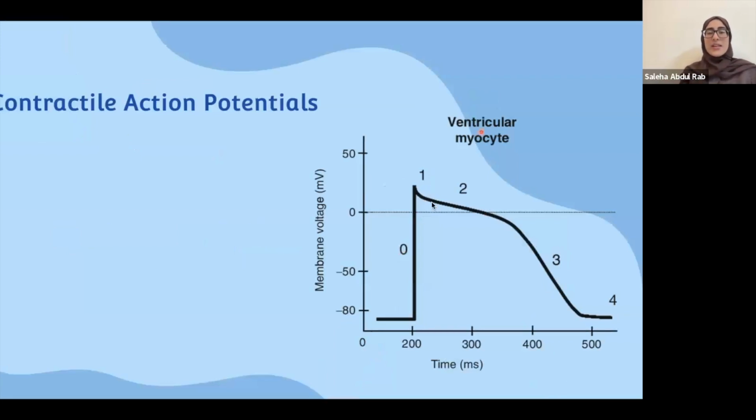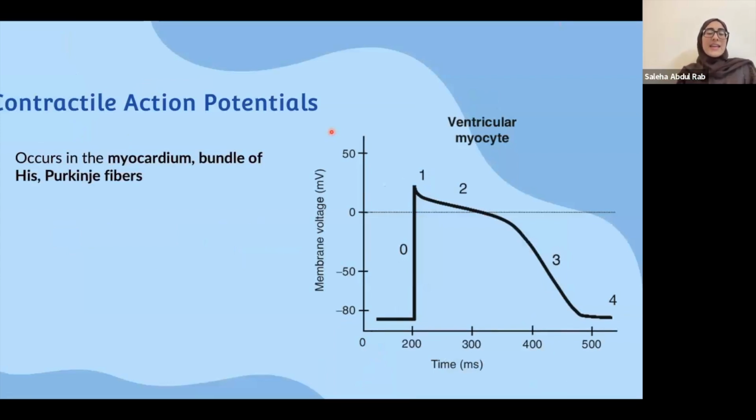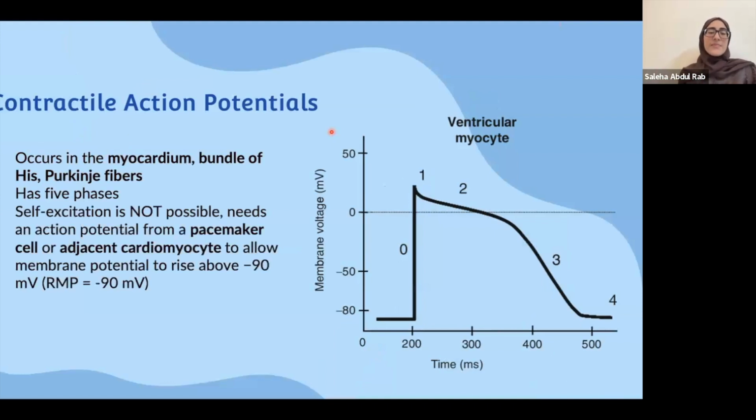So coming to the cardiomyocyte action potential, or the contractile action potential. Here we're looking at the action potential of the ventricular myocyte, and this occurs in the myocardium. It has 5 phases. Self-excitation is not possible. This needs an action potential from the pacemaker cells or the adjacent cardiomyocytes to allow the membrane potential to rise above -90. So here there is a resting phase.